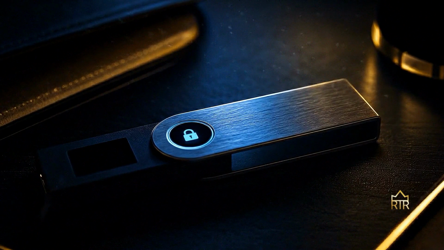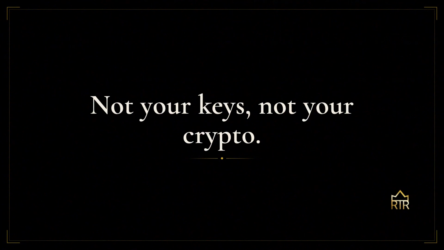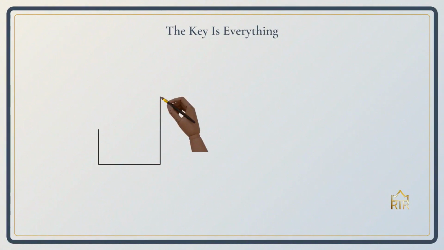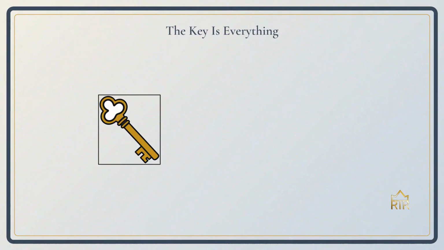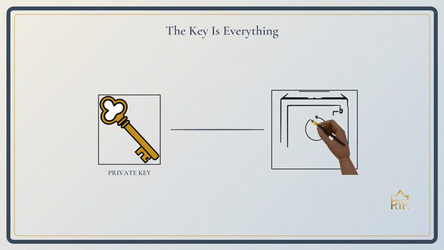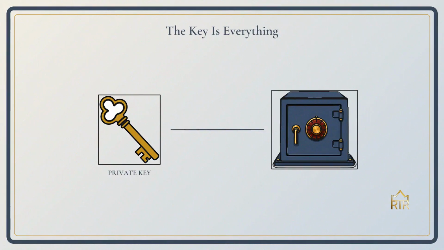This is where the old rule matters. Not your keys, not your crypto. If an exchange holds the private key, you hold an account relationship, not the asset. If you hold the private key, you control the asset directly. But direct control comes with direct responsibility. Lose the private key, lose the asset permanently.